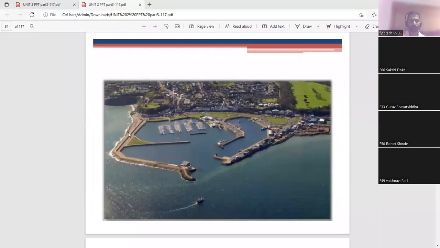So here there is water. This portion of the water and land is natural. This is also natural, but here they have constructed particularly. So this is a kind of semi-artificial, semi-natural harbor. Some portion is constructed by man and some portion is natural. All the ships will take shelter here.